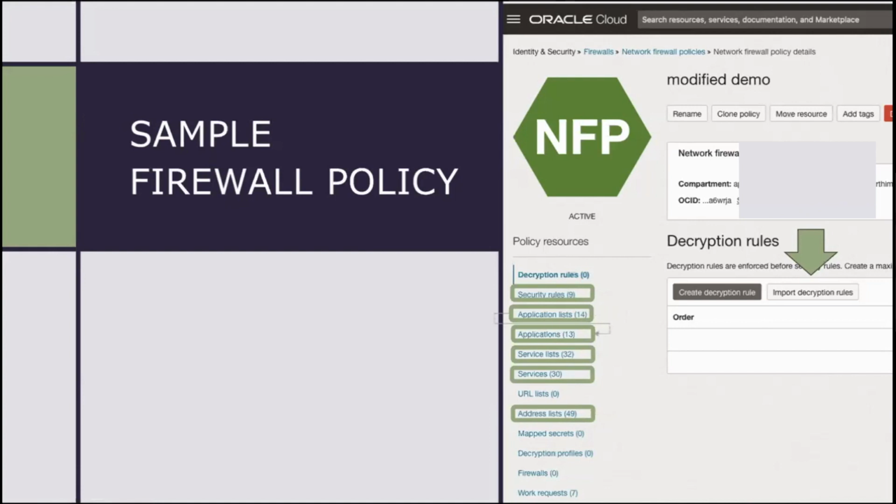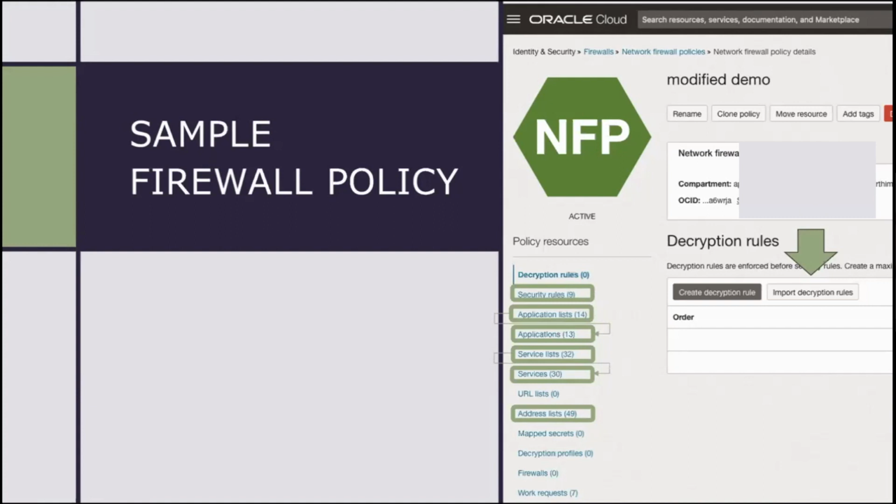Next is the dependency between the application list and applications. Applications is a subset of application list, so you will have to import the applications first, even before importing the application JSON files. Similarly, services is a subset of services list, so you will have to import the services JSON file first, even before importing the services list. So your address list, services, and applications need to get imported, followed by your service list and applications, followed by your security rules.